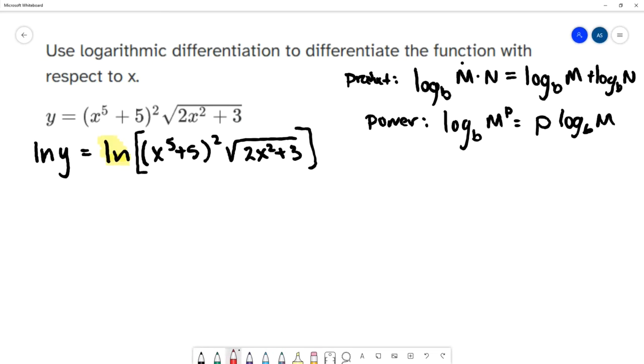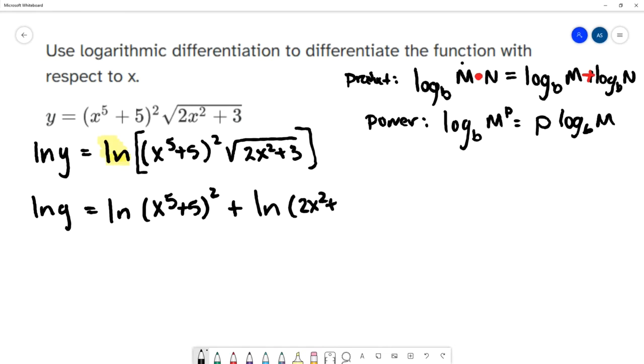So changing this product to a sum allows us to get rid of the product rule for calculating the derivative. So we can write this as natural log of x to the 5th plus 5 squared plus natural log of 2x squared plus 3 to the 1/2. I went ahead and I changed the square root to the 1/2 power.